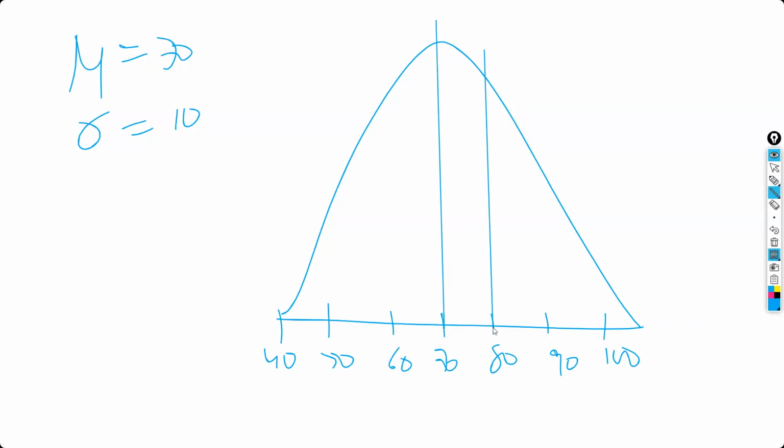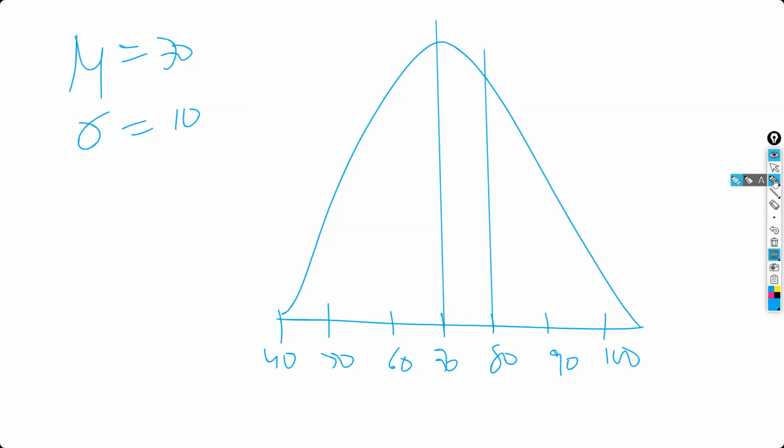70 to 76. 70 to 77, not 76 or 80. 70 to 76, 70 to 77, 70 to 78. For all these questions, can you get the answer from this formula, the 68, 95, 99.7 rule? No. In that case, z-score will help.